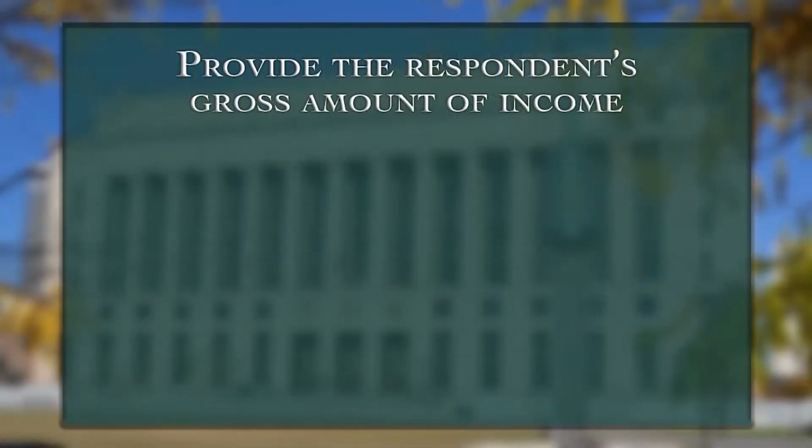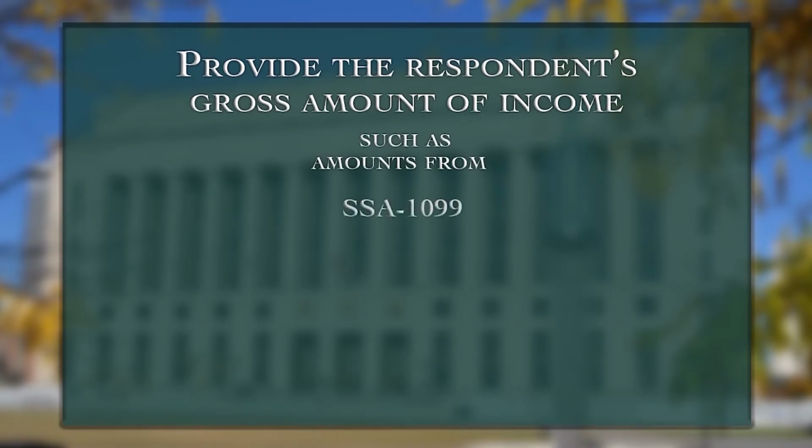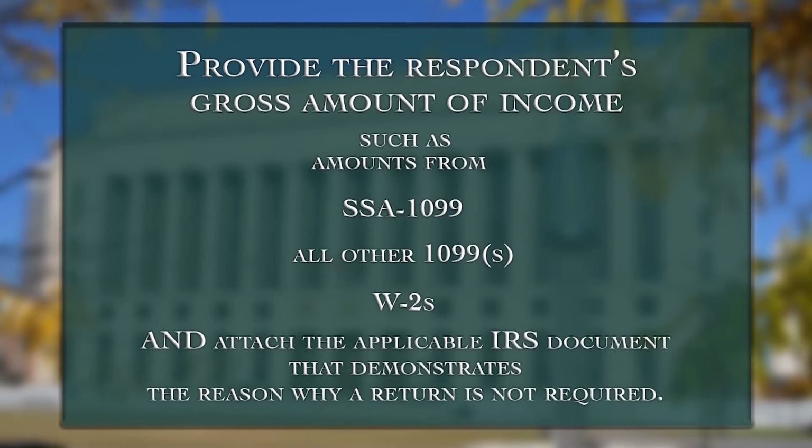If the respondent is not required to file a tax return, you must provide the substantiated reason why a return was not required. The best way to do this is by providing the respondent's gross amount of income. In other words, amounts from the SSA 1099, all other 1099s, W-2s, those types of items, and attach the applicable IRS document that demonstrates the reason why a return is not required.